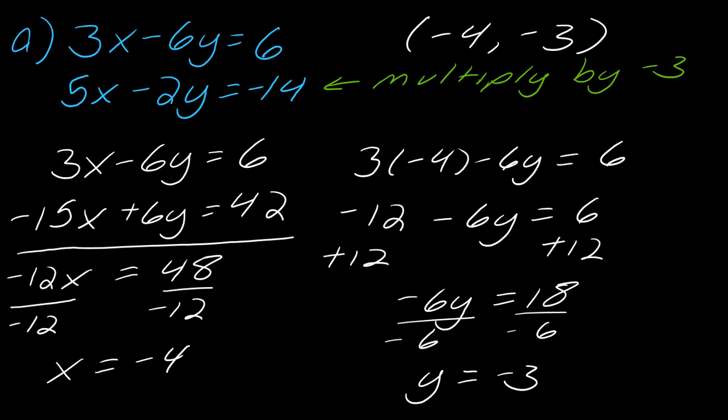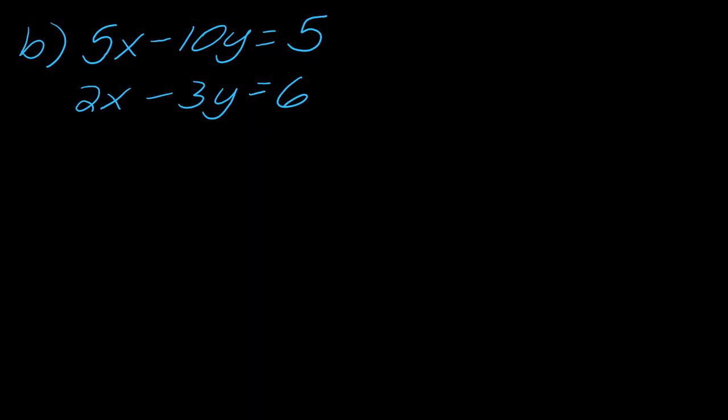Okay, so now I want to show you the most complicated example, I guess, that we could really have of this. Notice in this example, 5x minus 10y equals 5 and 2x minus 3y equals 6. I can't do elimination right away. It's not like I can multiply 5 by something to make the x drop out or 3 by something to make the 10 drop out.